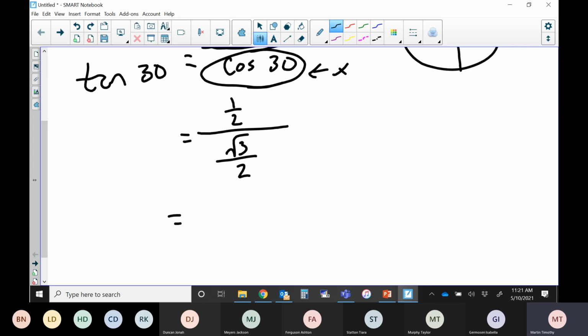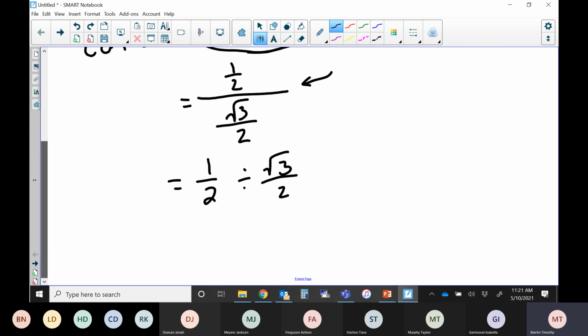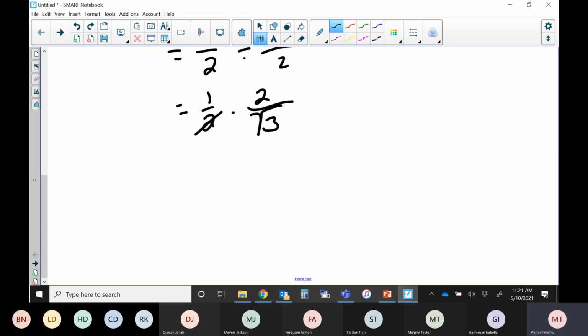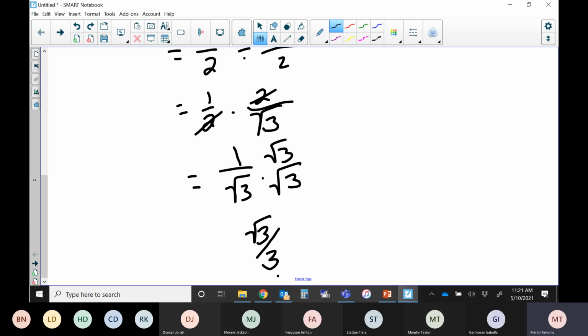And then here comes algebra. We do not think of this as a fraction. We think of it as a division problem. We then say we don't like to divide by fractions, so we keep change flip. We then realize that we can cross simplify. We finally realize we are not allowed to have a square root in the denominator. And we end up with the square root of 3 over 3, and that's my final answer.